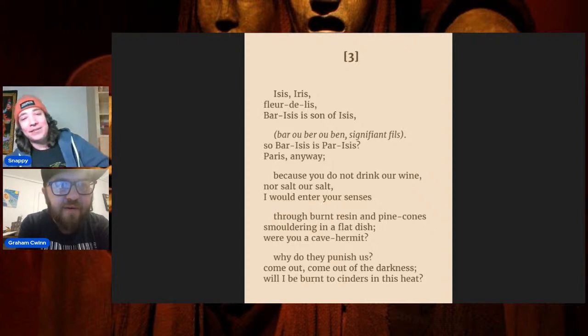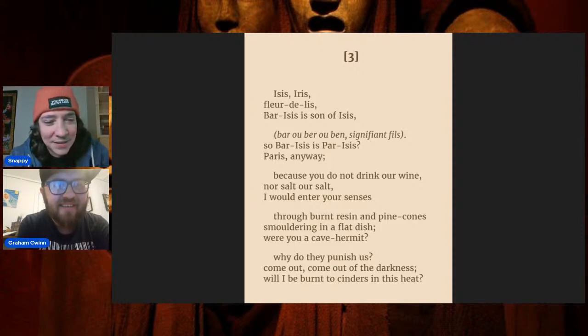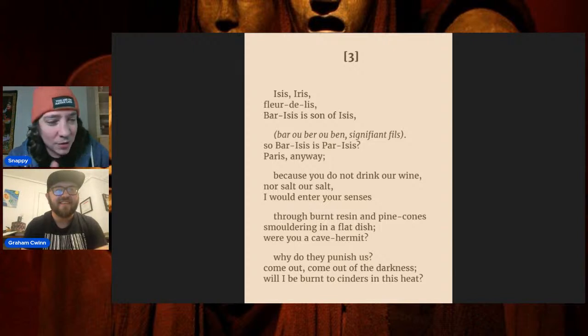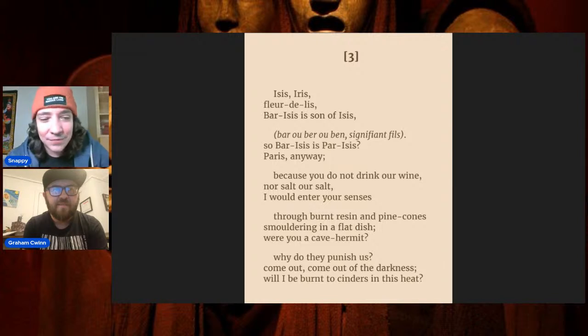So much wildness here, right? Bar Isis is son of Isis, right? Paris. So she's connecting the goddesses to the cities she finds herself in. We already saw her mention Venice, Venus, right? And this, "because you do not drink our wine nor salt our salt, I would enter your senses." This is a reference to several times where gods will come and they won't partake of the food.